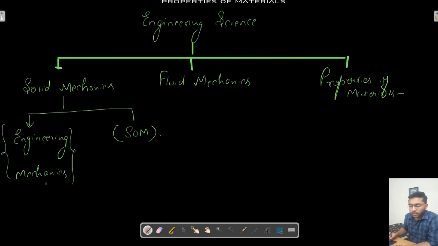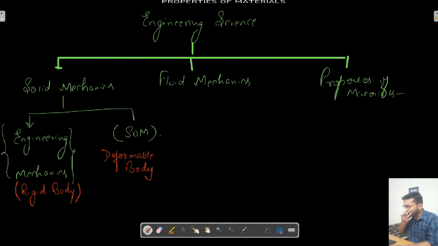In engineering mechanics, we deal with rigid bodies. On the contrary, in strength of material, we deal with deformable bodies, and that study is done with the help of Hooke's law. So we will keep in mind the knowledge about Hooke's law, and the knowledge of rigid bodies and deformable bodies.